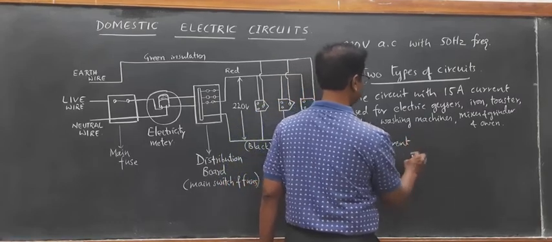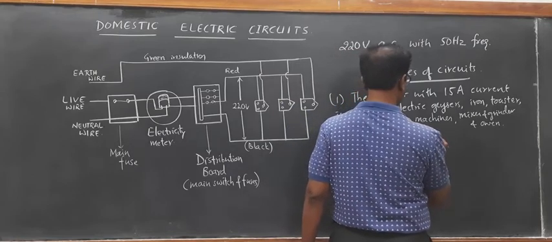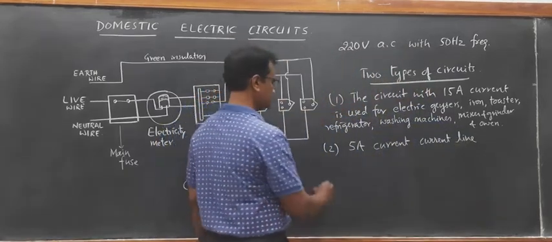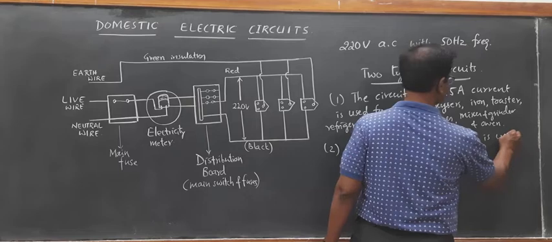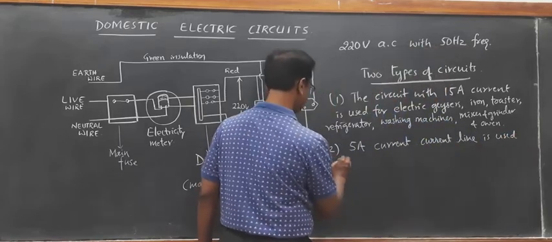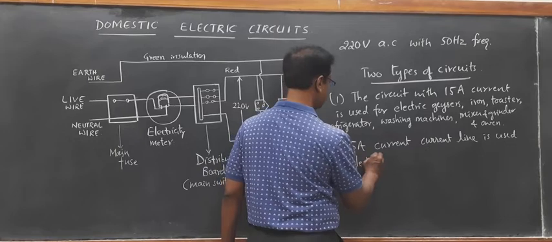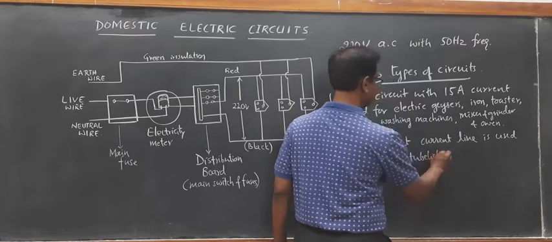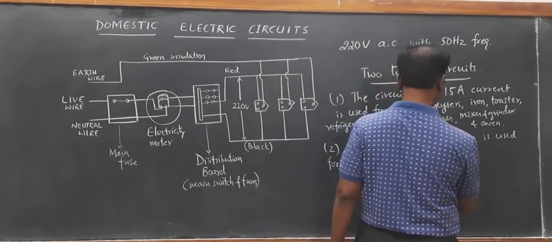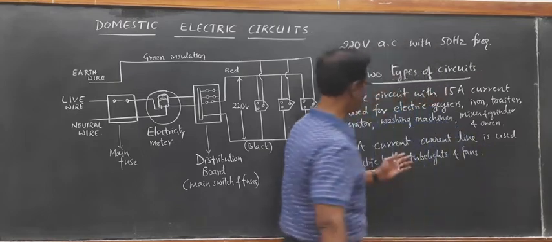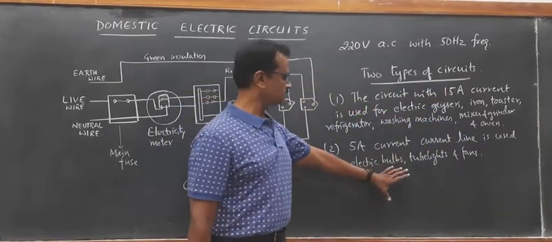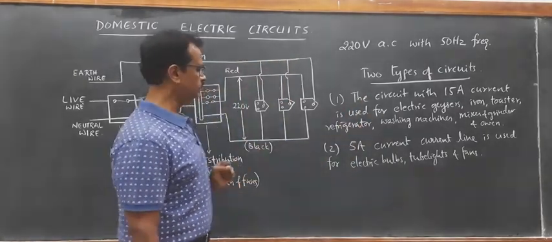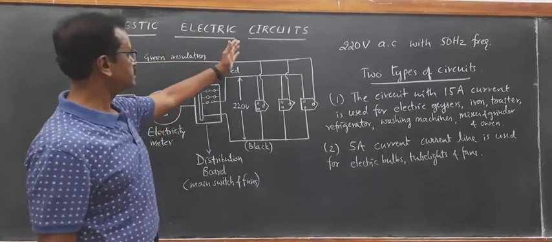The 5 ampere current line is used for electric bulbs, tube lights and fans, which don't require much current. So this is the second type of circuit. Both the circuits will be there in our home. That is what we call domestic electric circuits.